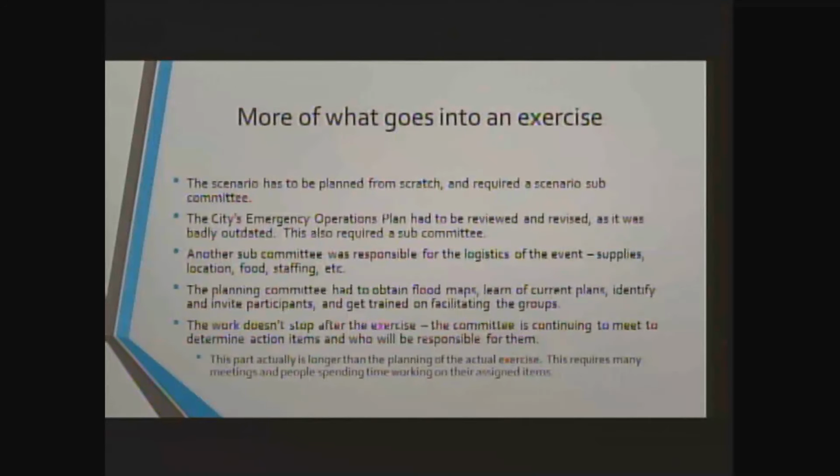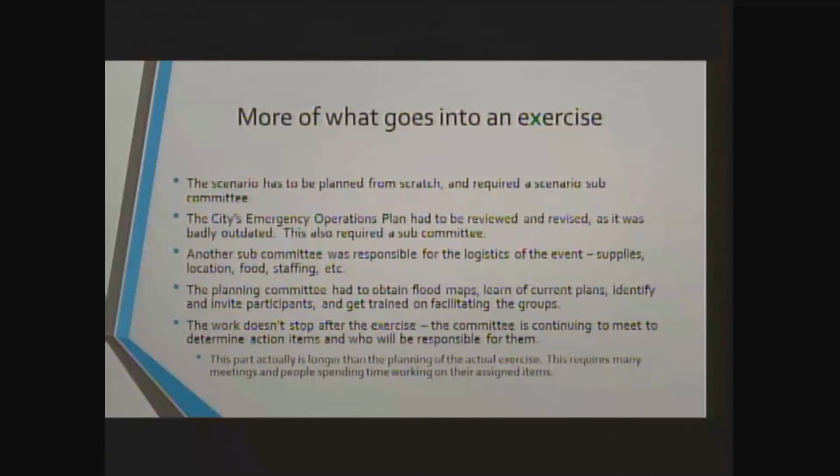And then we realized that the city's emergency operations plan was badly outdated, so that required a new subcommittee, and they had to additionally meet. Then we had a committee to handle the logistics of the events: supplies, location, food, staffing, etc. The planning committee was able to obtain flood maps, learn of current plans, and identify and invite participants, and they had to get trained on facilitating a tabletop exercise, since for most of us this was our first time actually running one.